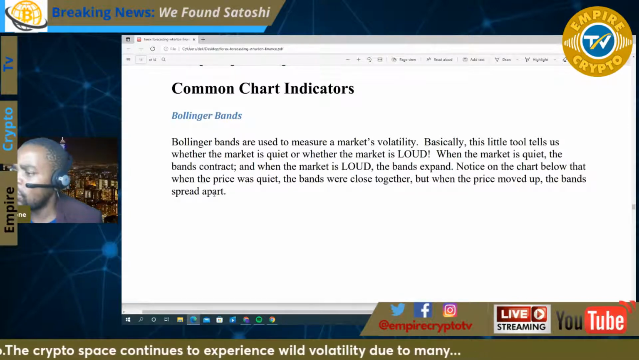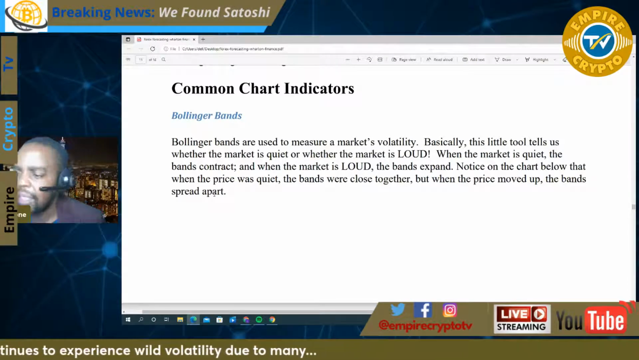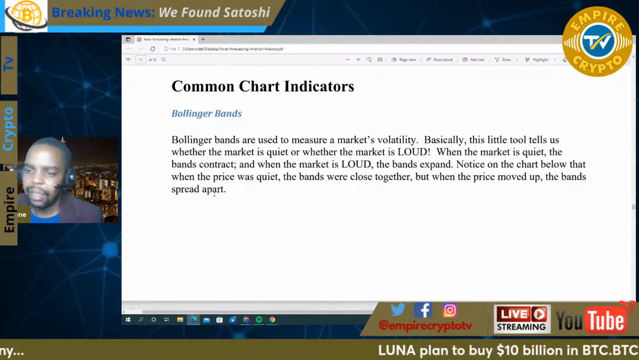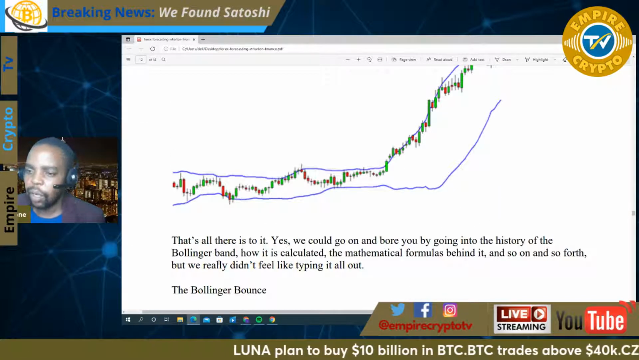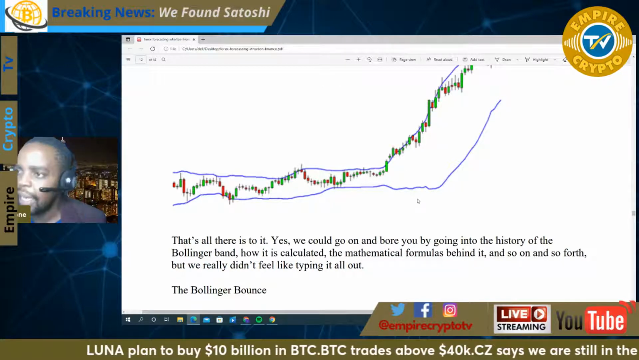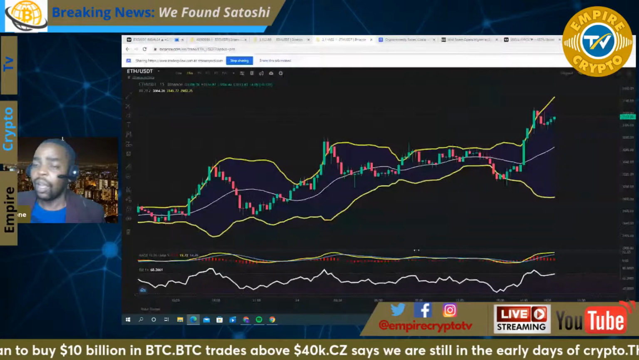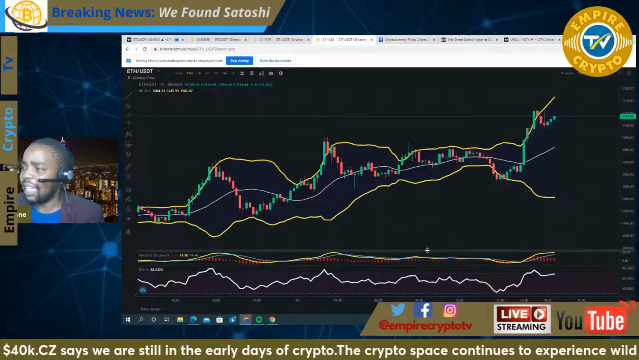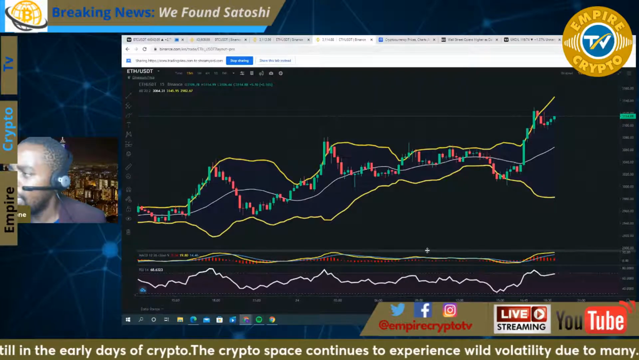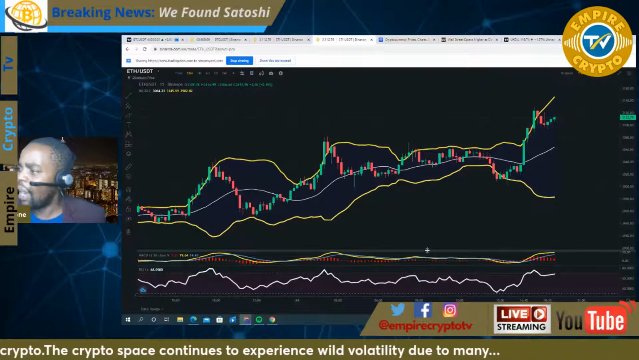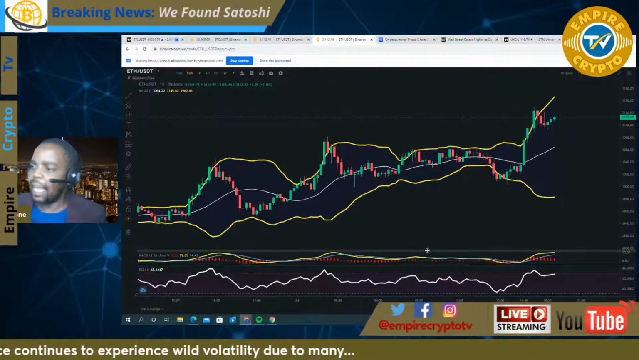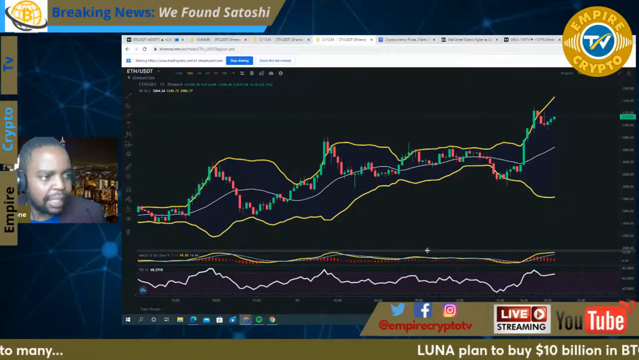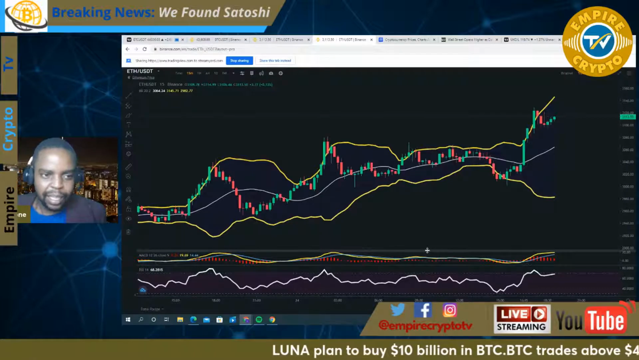Notice on the chart below that when the price was quiet, the bands were close together. But when the price moved up, the bands spread apart. This is the textbook way of looking at it. Now let us look at the actual chart right now. I'm looking at the Ethereum chart on a 15-minute timeframe, and this is a current chart. Ethereum right now is trading at $3,102.70 something, and it goes up and down in its volatile way. As usual, it is a volatile instrument.